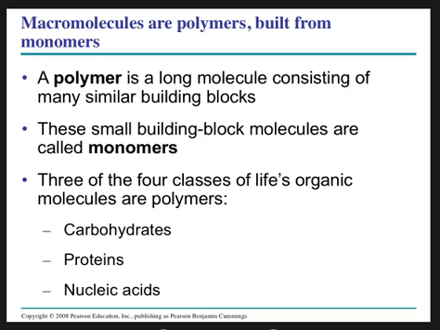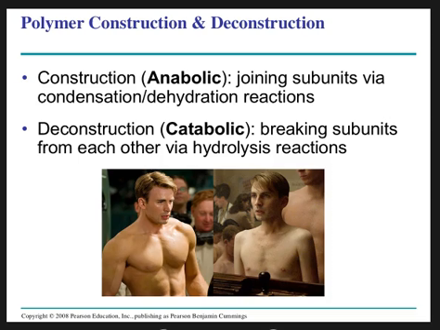So again, polymers are long molecules made up of many similar, smaller building blocks. Those similar, smaller building blocks are called monomers. When we talk about 3 of the 4 macromolecules, they are considered polymers: carbohydrates, proteins, and nucleic acids. Notice that lipids are not on this list. We'll talk about them very specifically in a little bit, but they don't actually fall into that polymer category. They have their own category going on. So carbohydrates, proteins, and nucleic acids are all going to be considered polymers.